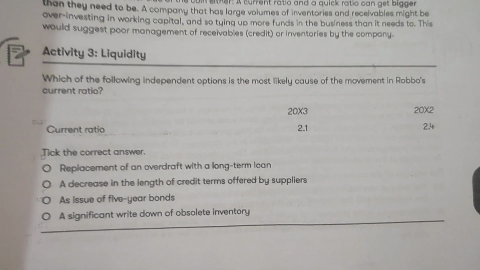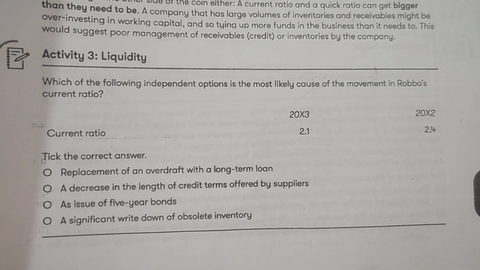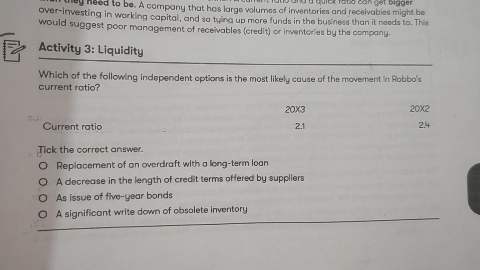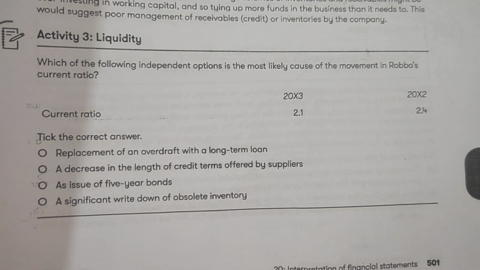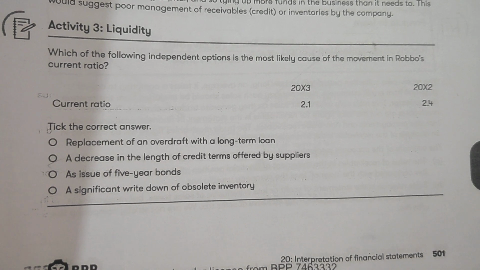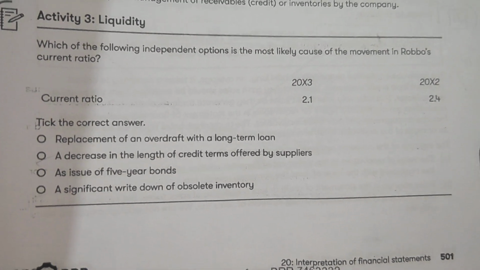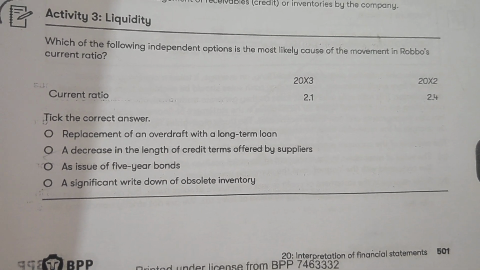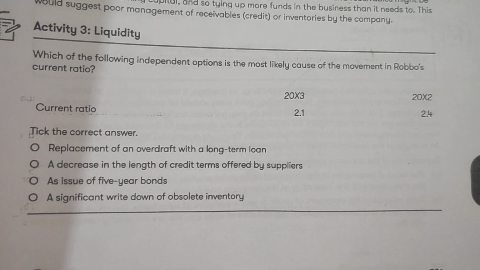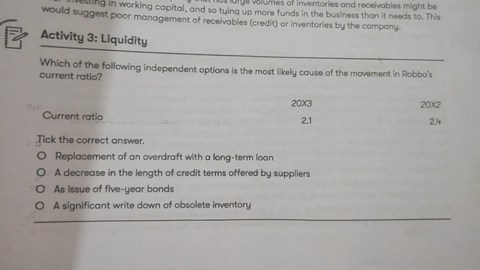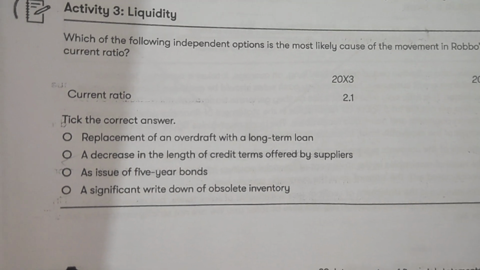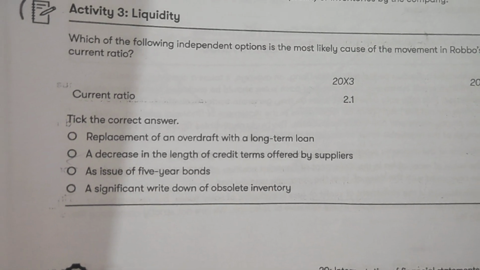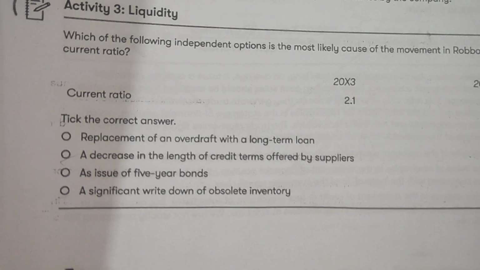Which of the following independent options is most likely to cause the movement in Robo's current ratio? In 2012, the current ratio was 2.4, while in 2013, the current ratio is 2.1. So here we can see that the current ratio has declined from 2.4 to 2.1. We need to find the reason why the current ratio has declined. So we can see the four options that we are given. Let's see all the options one by one.